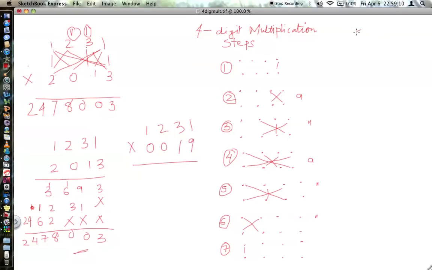Now to extend it to more number of digits, let's say for 5-digit multiplication, here you have 9 steps. Now how do you get 9 steps? You multiply 2 into the number of digits 5 minus 1, which is equal to 9. For 4-digit multiplication you have 2 into 4 minus 1 equal to 7, hence you have 7 steps. So for 5-digit multiplication you have 9 steps. Let me list down the 9 steps.